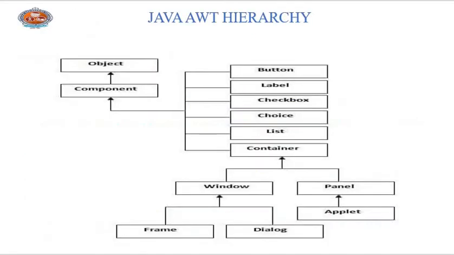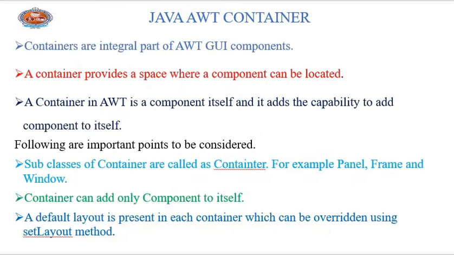What is the hierarchy of Java AWT? First one is Object, and the Object has the subclass Component. Here the Component contains label, button, checkbox, choice, list, and container. Again the Container has two subclasses, Window and Panel. The Window has two subclasses, Frame and Dialog. Next, Panel has the subclass Applet. This is the AWT hierarchy.